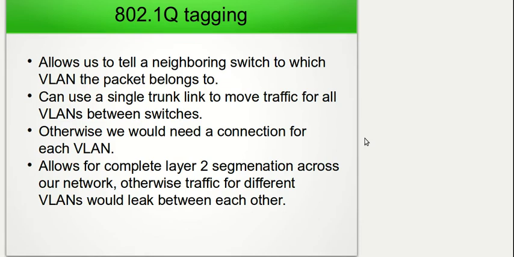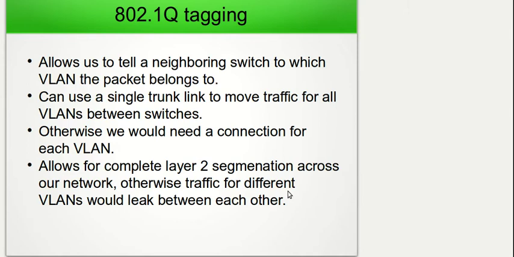And so 802.1q tagging allows for complete layer 2 segmentation across our networks. Otherwise, traffic for different VLANs would leak between each other. If there was no way of switch A telling switch B what VLAN this frame belongs to, switch B would assume it's part of any VLAN, and we would have traffic leaking between VLANs, which would completely break the point of having a VLAN. The whole point of using VLANs is layer 2 segmentation, and leaking traffic between VLANs would cause a security issue.